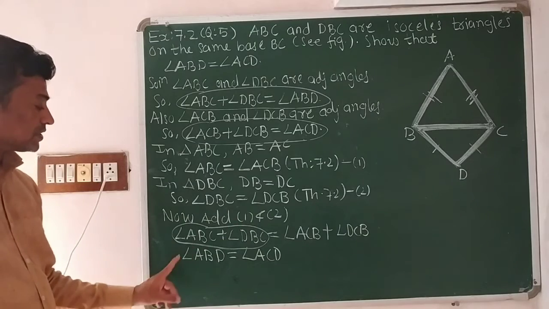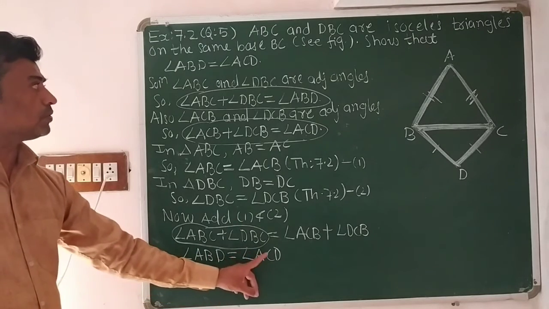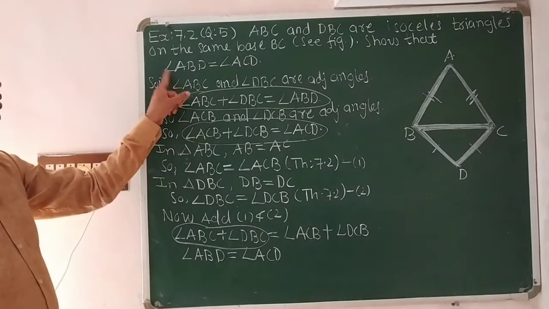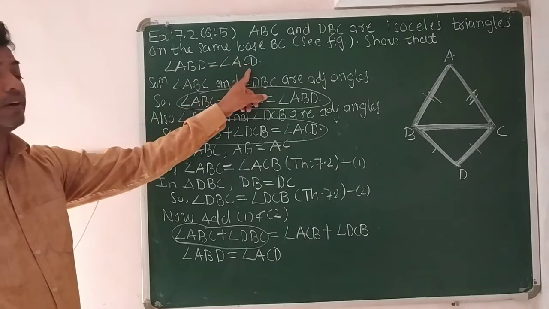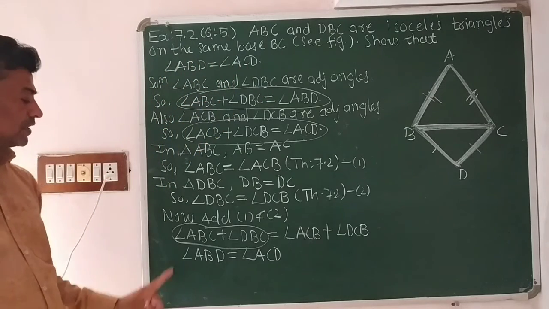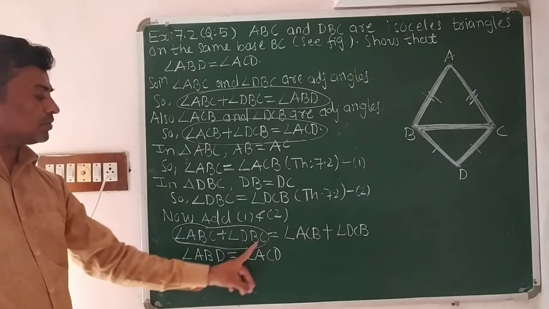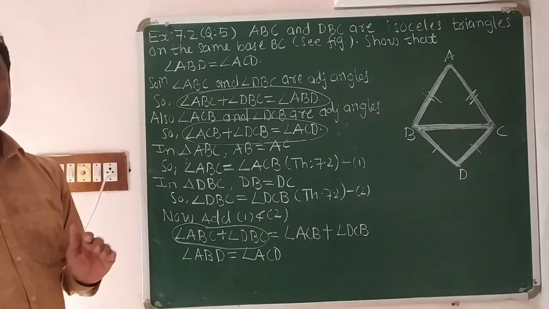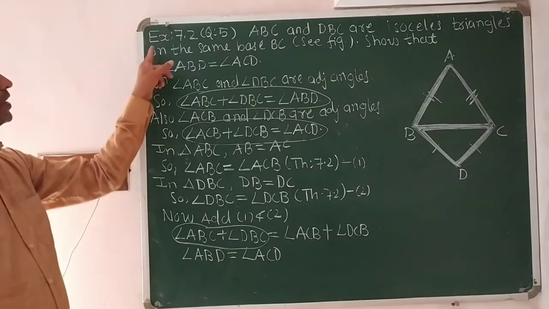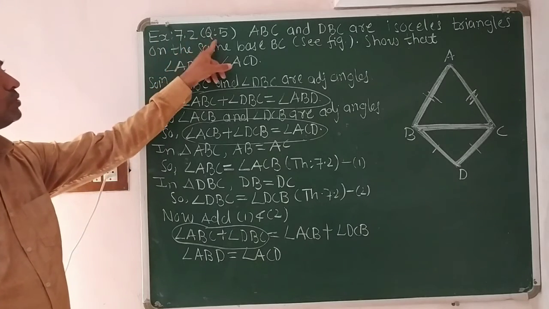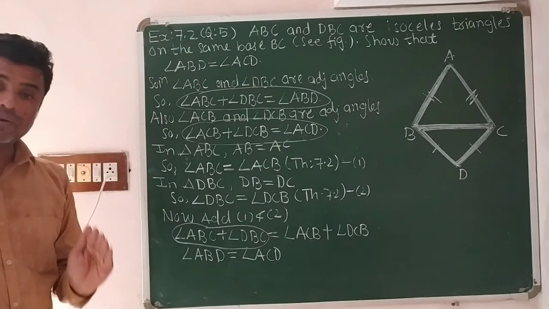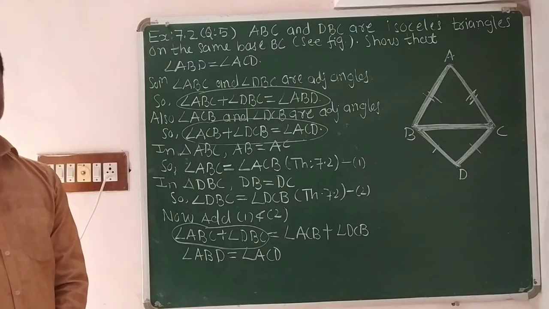Means the final answer is angle ABD is equal to angle ACD. We proved here angle ABD is equal to angle ACD, that we proved. So see children, this is the explanation of exercise 7.2 question number 5. I hope you can understand this. Thank you.